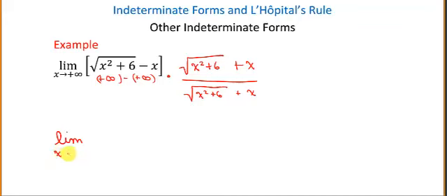When I do this, what's going to happen is I'll get the limit as x approaches positive infinity. And when I multiply these conjugates together in the numerator, I just get the square of the first, which is x squared plus 6, minus, because squaring will just take away the radical, the square of x, which is x squared. And this will be all over the square root of x squared plus 6 plus x.